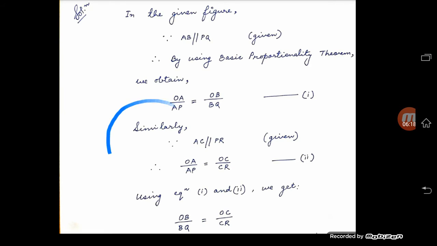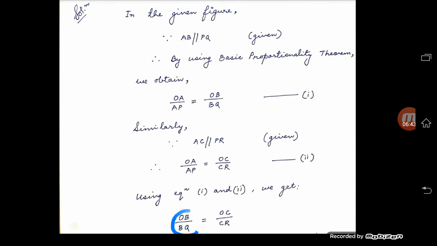That means the left part of these two equations is the same. If the left part of these two equations is the same, then the right part will also be equal. So by using equation number 1 and equation number 2, we obtain OB by BQ is equal to OC by CR. So we have got this condition.